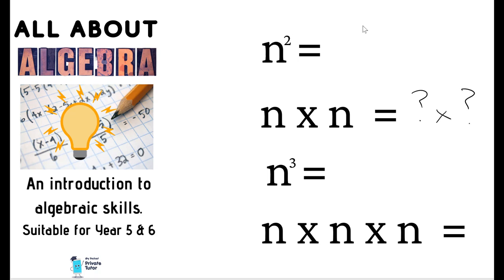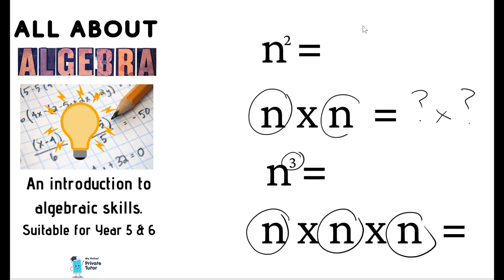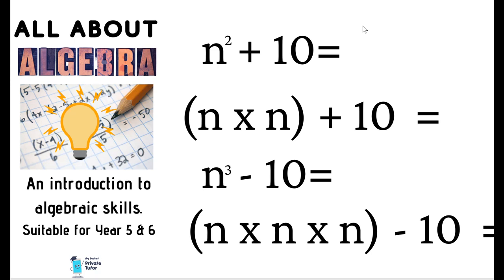N cubed is exactly like if you were to cube a number. It means you take that mystery number and you multiply it by itself 3 times. So we've got 1, 2, 3 for n cubed, and we have 1, 2 for n squared. Okay, I think we could move on to the next bit.